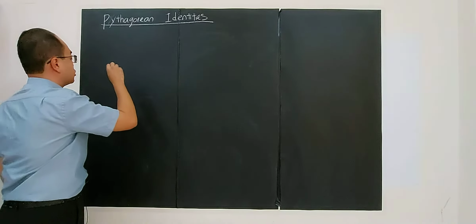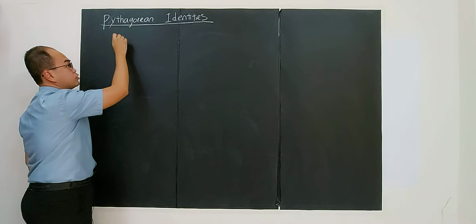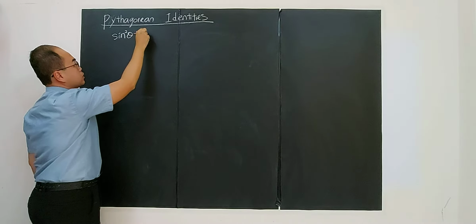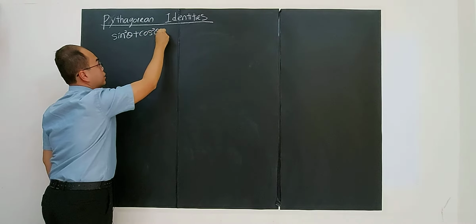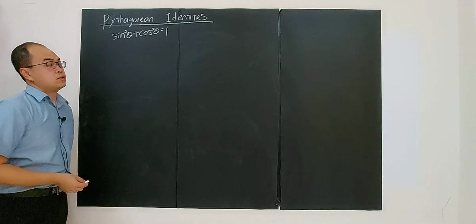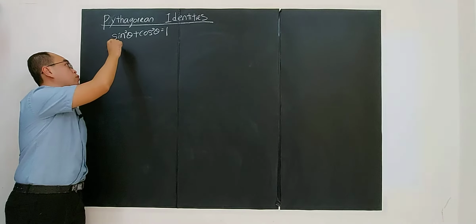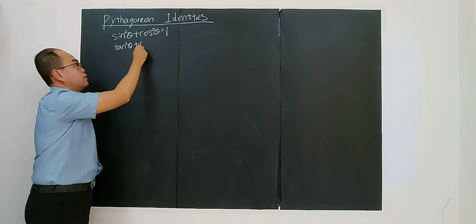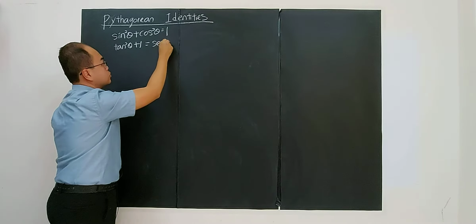Hello, in this video we're going to talk about the trigonometric identities, which are the Pythagorean identities, or the very famous trigonometric identities. As you know, you have learned three types of identity. The first is sine square theta plus cos square theta equals 1. The other one will be tangent square theta plus 1 equals secant square theta, right?